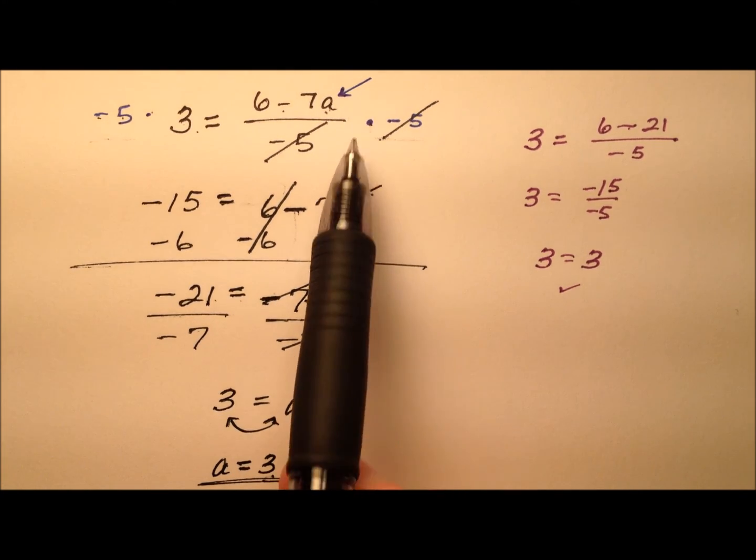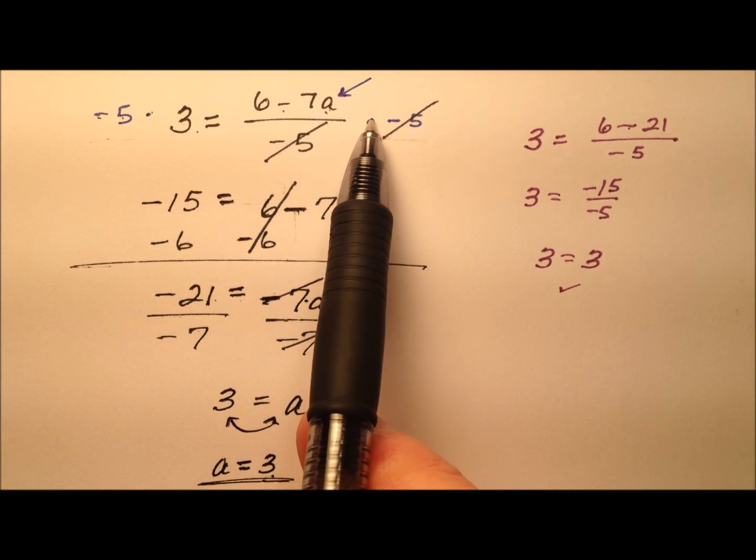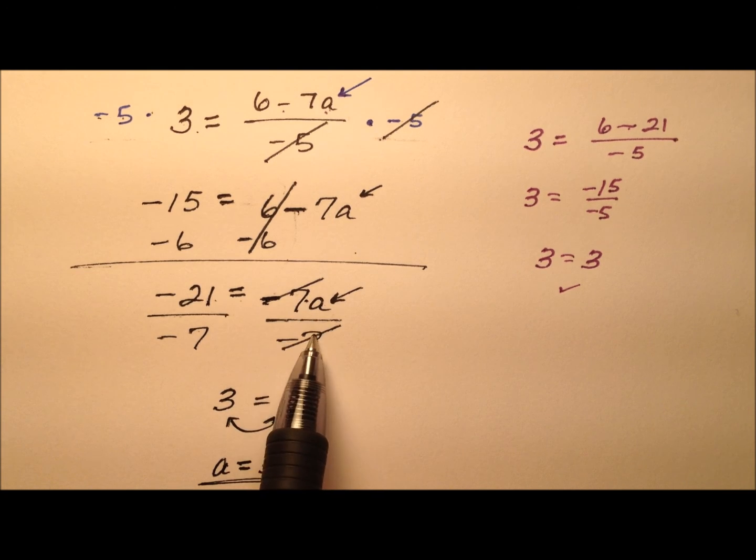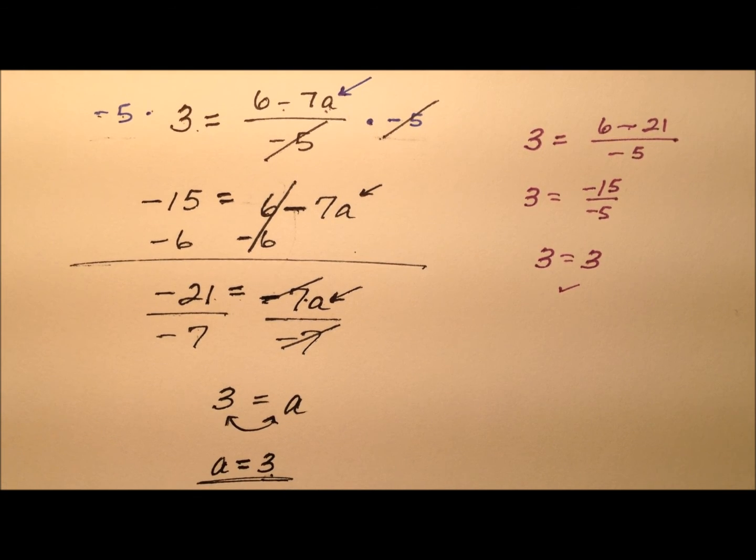And we found that by using the properties of equality, first by multiplying both sides by negative 5, and then subtracting 6 from both sides, and then dividing both sides by negative 7. So there's that example.